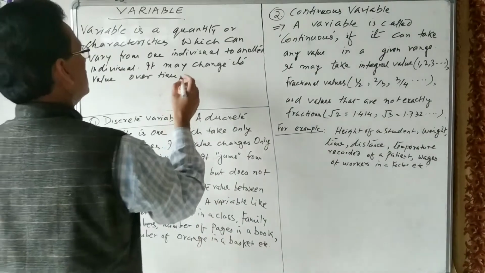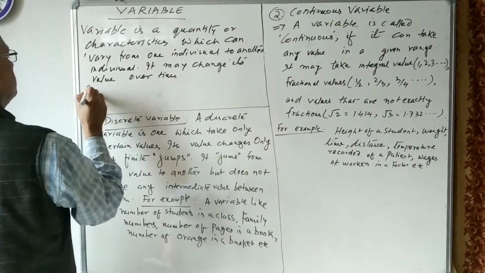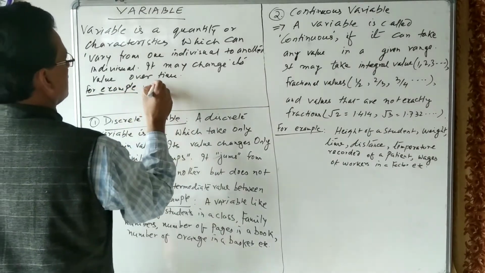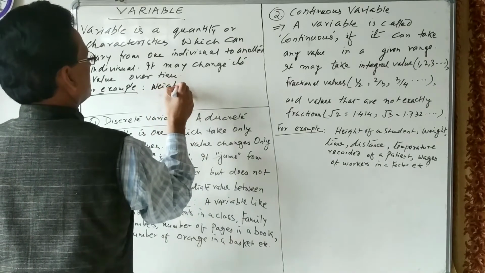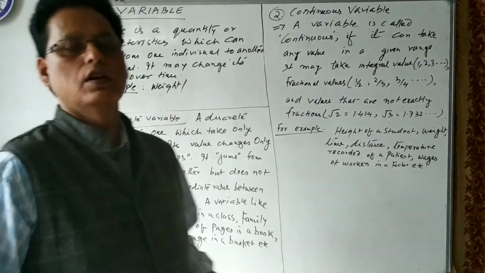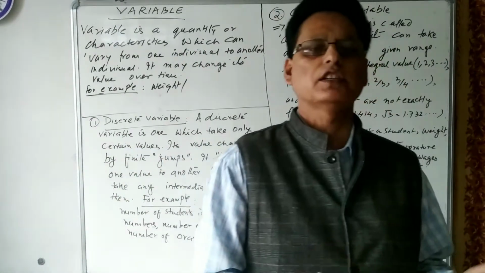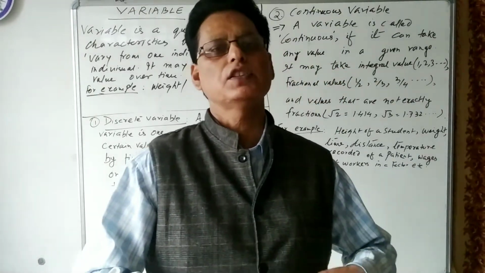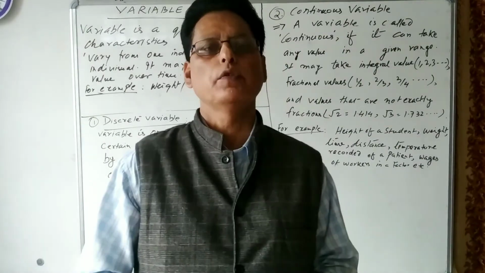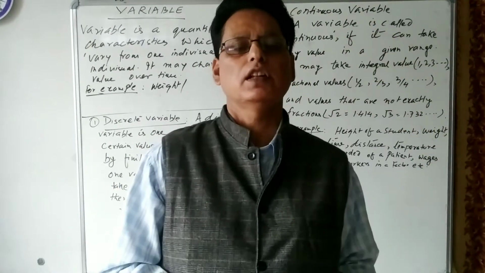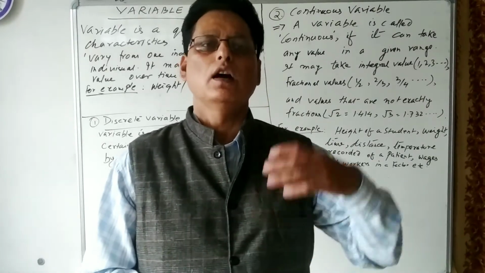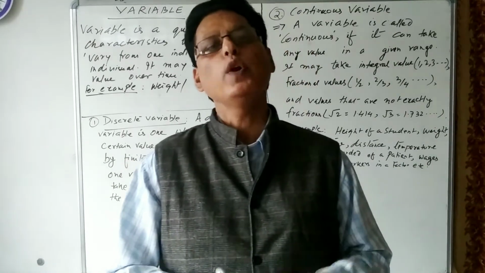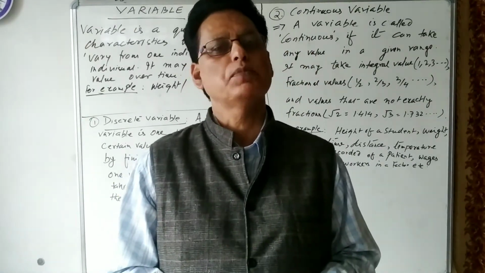You take, for example, weight. So weight changes over a period of time. If a child is, suppose, taking birth, an infant, the weight is very less, but when the child becomes an adult, the weight increases, and again when the person becomes old, then the weight goes on declining. It means the weight of a person changes over a period of time.